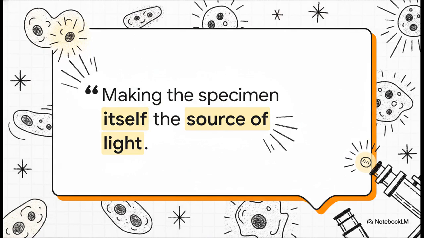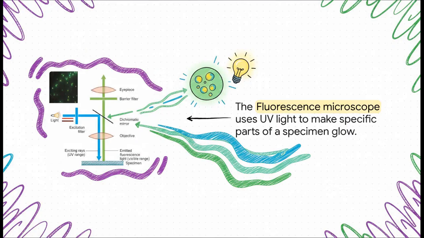But there's another way to do this, an even more targeted way. Instead of just messing with the light that passes through the specimen, what if you could make the exact part you want to see just light up on its own? And that's precisely what a fluorescence microscope does.